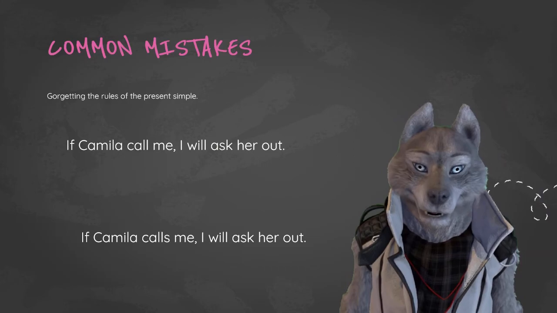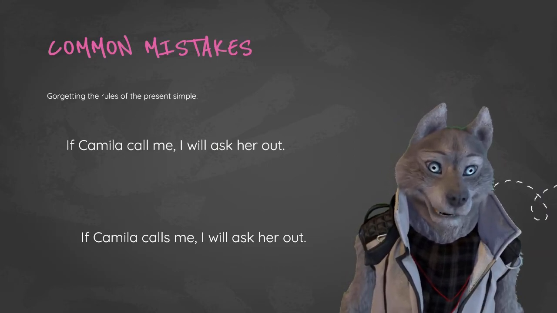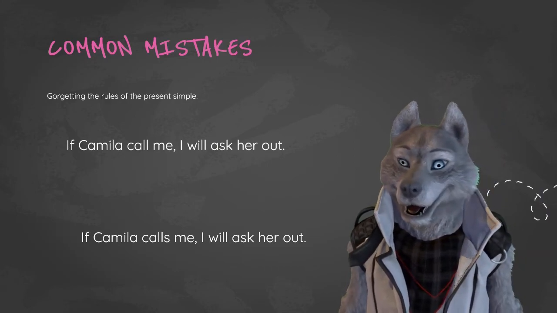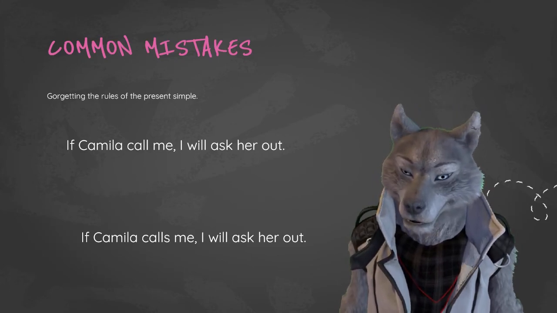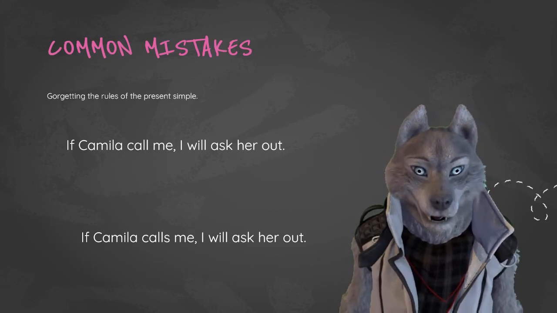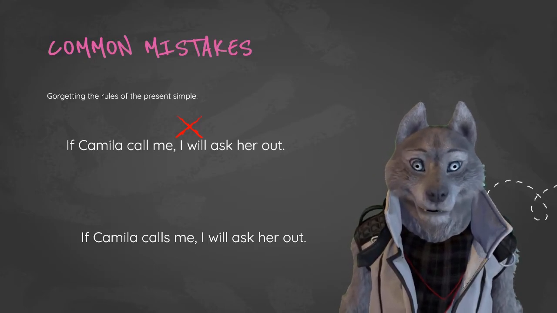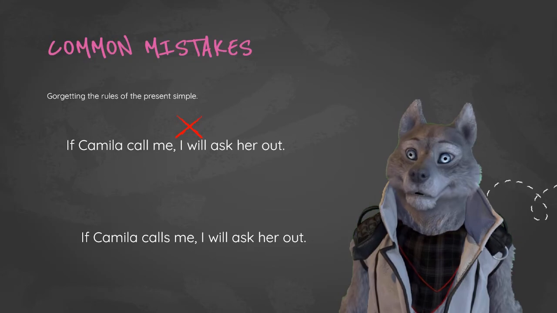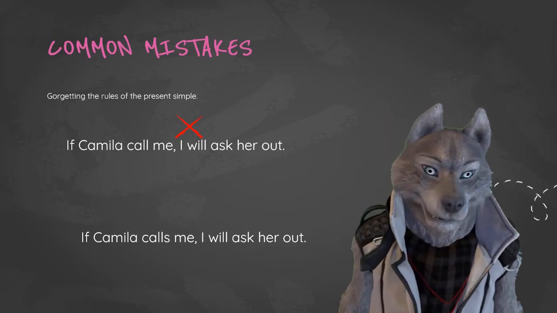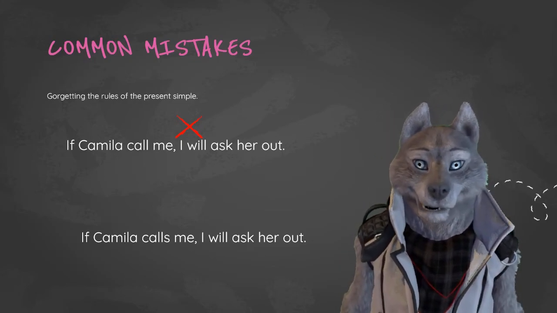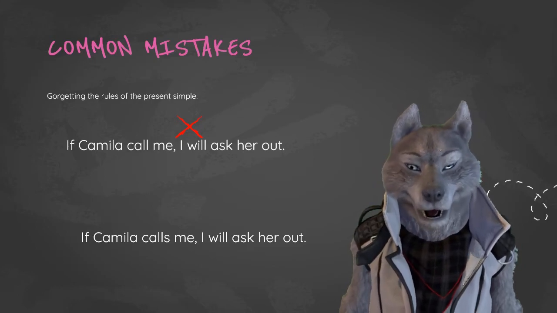I know. Common mistakes are usually connected to grammar, but bear with me. If Camila called me, I will ask her out. That sentence is incorrect. Come on. Camila called me. Conjugation, it's pretty important. So, what do we have to do? Well, we have to make sure we conjugate the verb. If Camila calls me, I will ask her out.